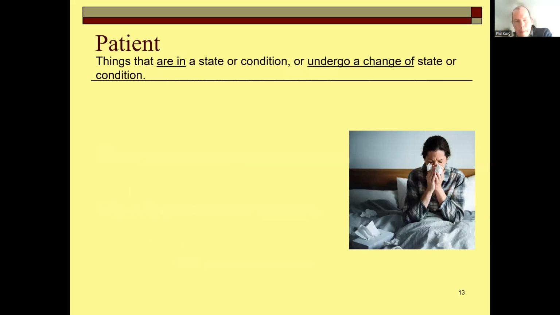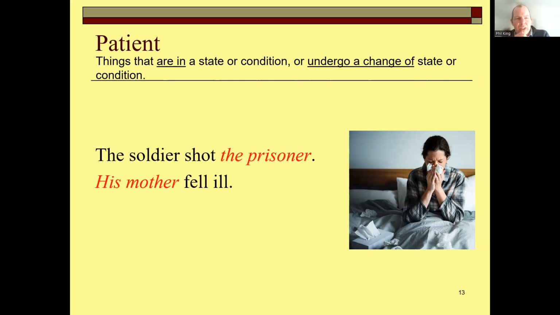Next, we have a patient. A patient is something that is in a state or a condition, or it undergoes a change of state or condition. So here we have an example. The soldier shot the prisoner. The prisoner has undergone a change of state or condition from presumably being alive to being dead, from being not shot to being shot. His mother fell ill. She has undergone a change of state from being well to being ill. John is tall. Notice John here is also a patient. John is in the state of being tall.